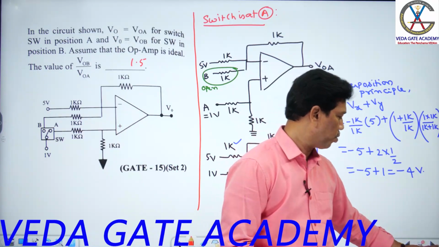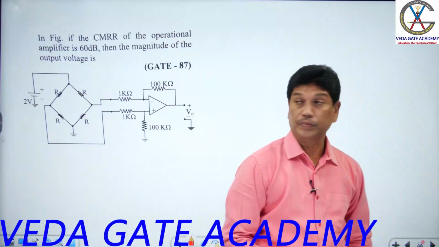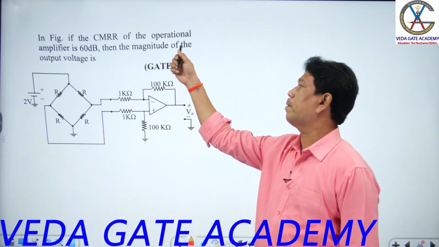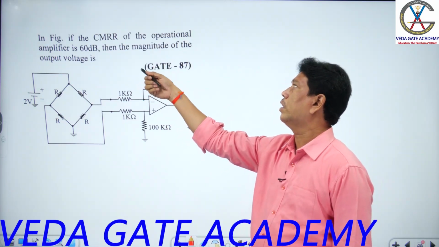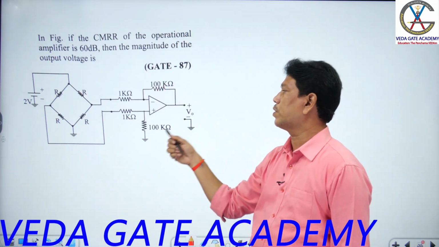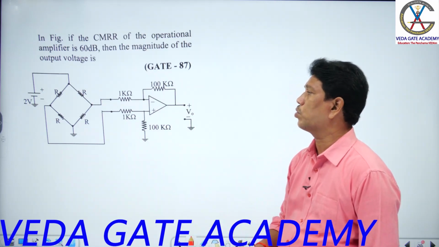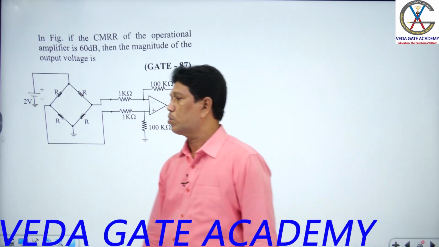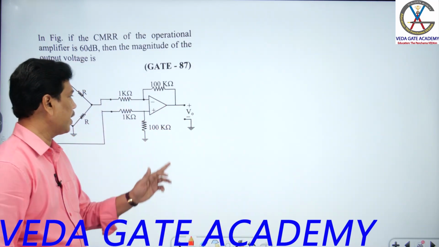So check now the next question, sir. In the figure shown, if the CMRR of the op amp is 60 dB, then the magnitude of output voltage is asked, students. What is the magnitude of the output voltage from this circuit? So the input looks like a bridge model there.